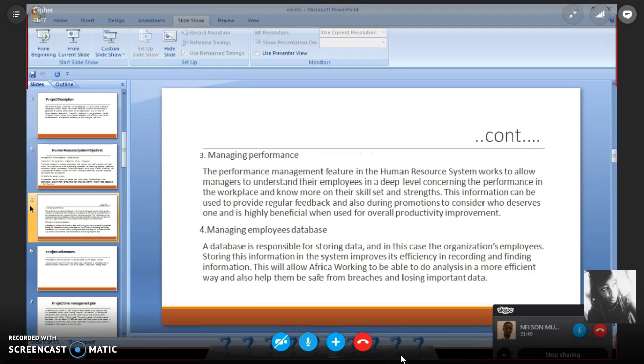Number three is to manage overall performance. So in this case, we meant that the managers will be able to know the skills and know more about the staff, thus use this information during promotions and even other things. Lastly is to manage the employees database. This is the database where the records and useful data of the employees will be stored. This is for future reference and also for maximum security of the data.